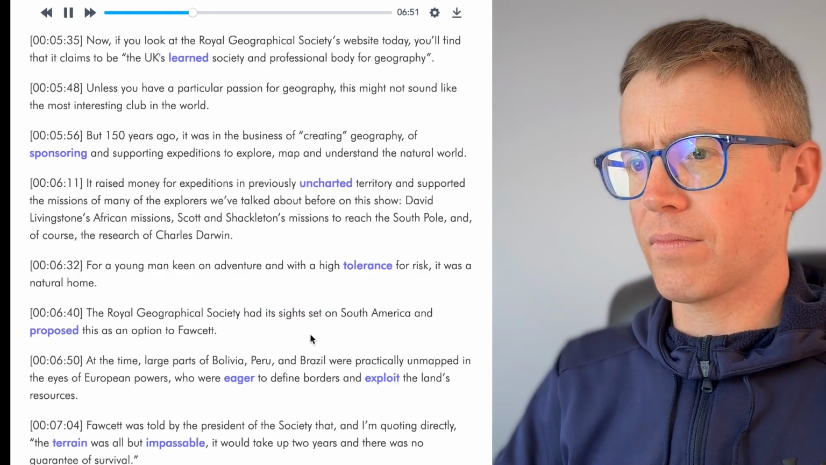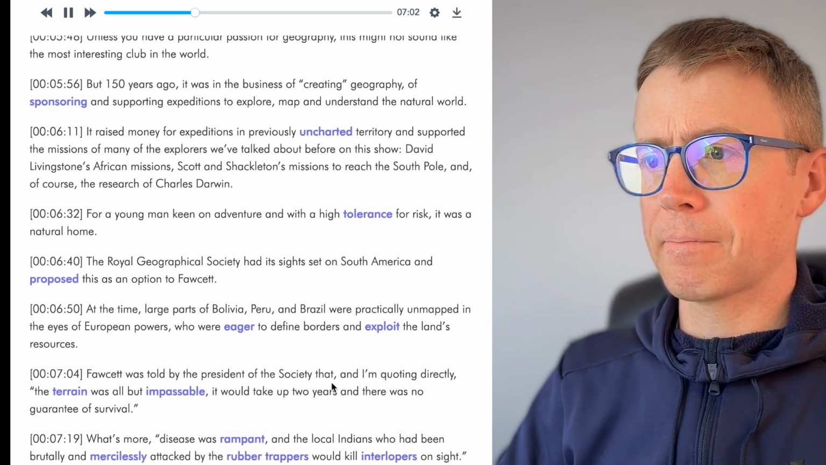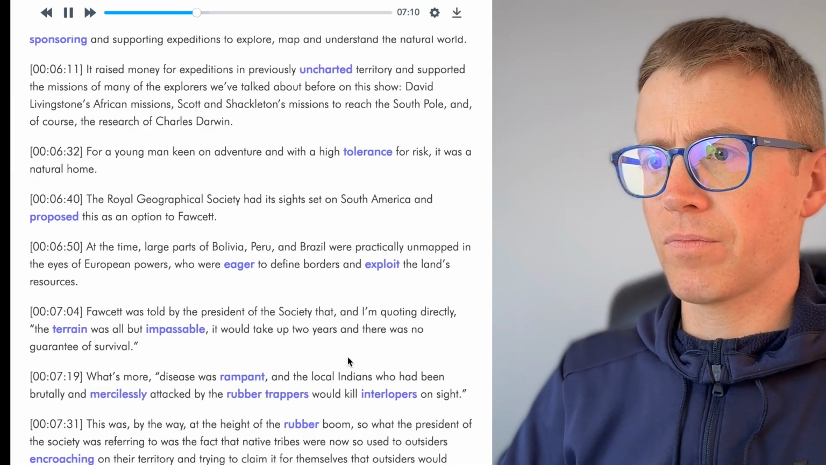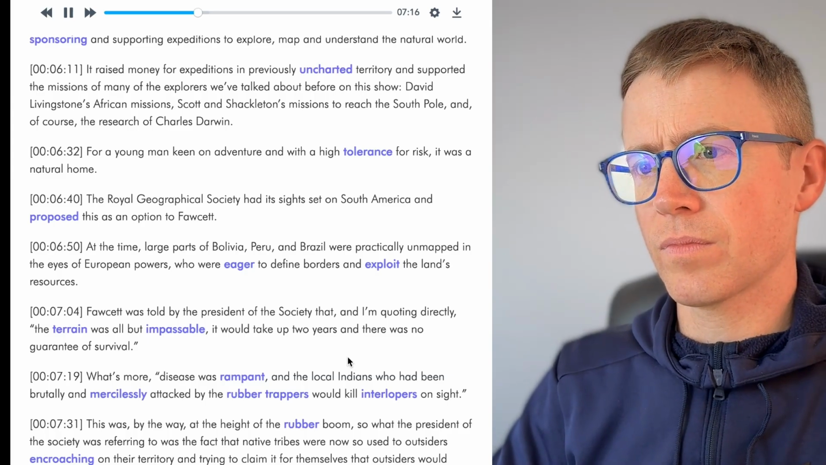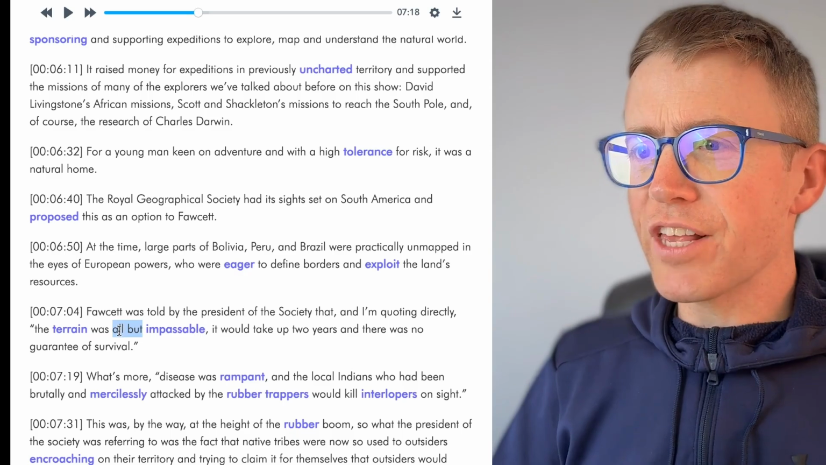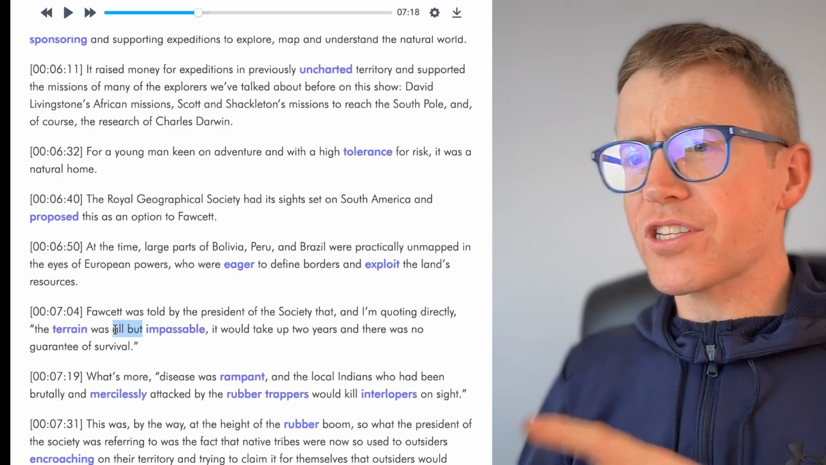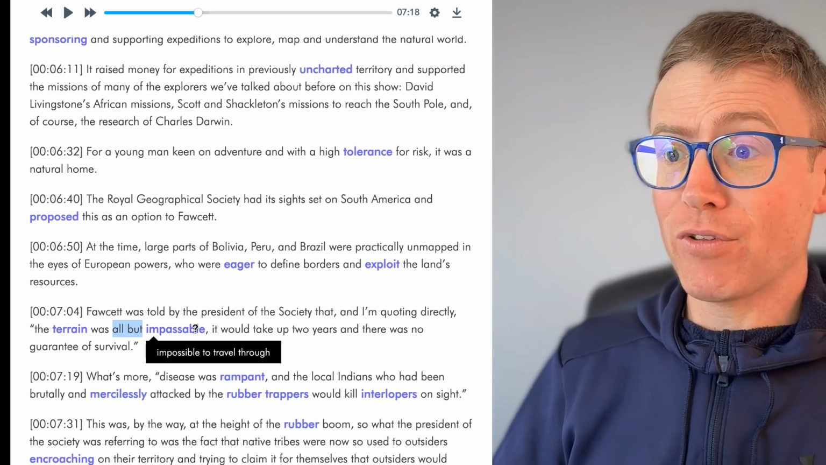At the time, large parts of Bolivia, Peru, and Brazil were practically unmapped in the eyes of European powers, who were eager to define borders and exploit the land's resources. Fawcett was told by the president of the society that, and I'm quoting directly, the terrain was all but impassable. It would take up to 2 years, and there was no guarantee of survival. So this one, all but, this means kind of practically, or almost certainly. So the terrain was almost certainly impossible to travel through.